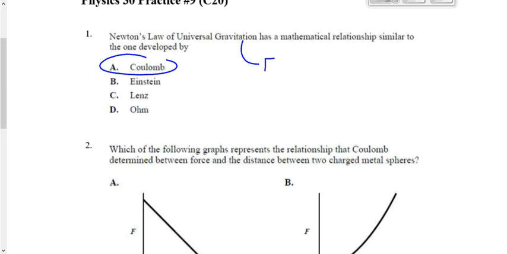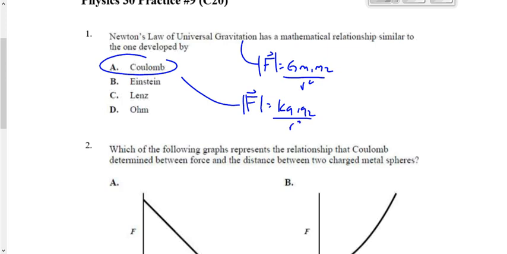The gravitational law is F is equal to G m1 m2 over r squared, whereas Coulomb's law is F is equal to K Q1 Q2 over r squared. So the relationship is very similar. Now, we know the answer to that question, right? But in the absence of knowing the answer, we can actually eliminate all 3 of the other possibilities.